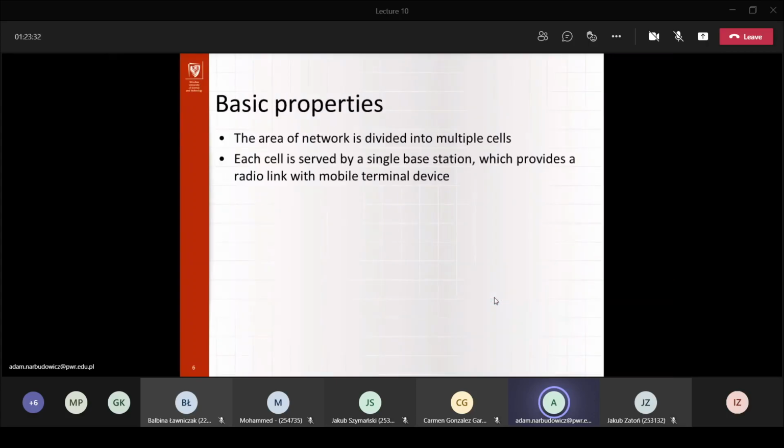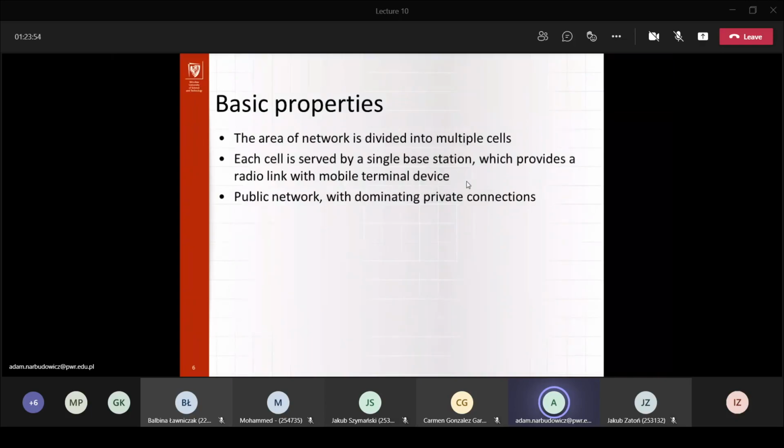Okay, so we mentioned that we have a certain area that is divided into multiple cells. Typically, each cell is served by a single base station to provide the radio links towards terminal devices.